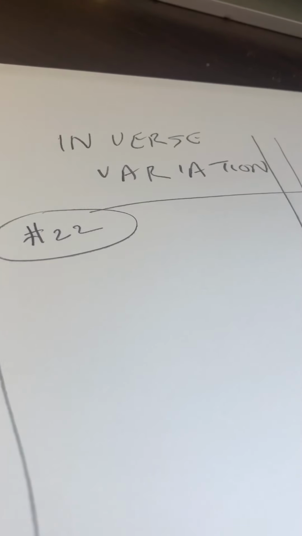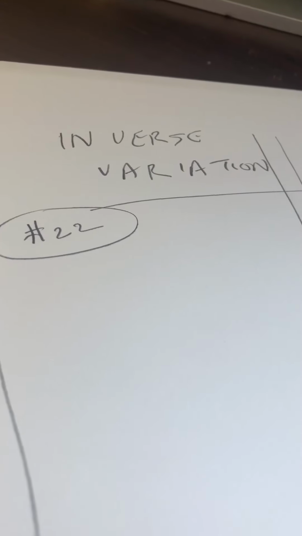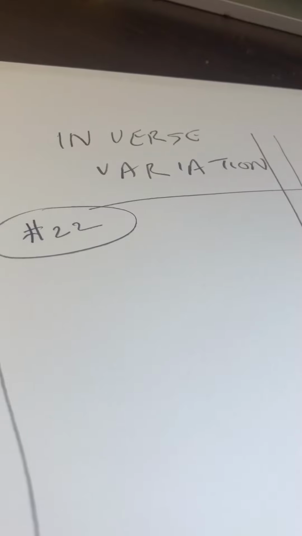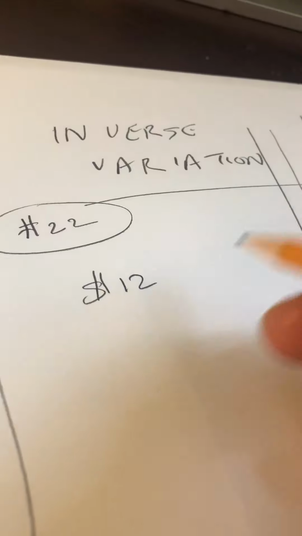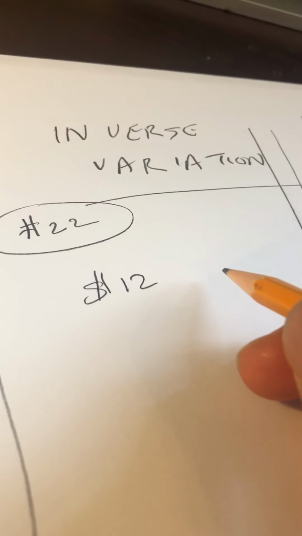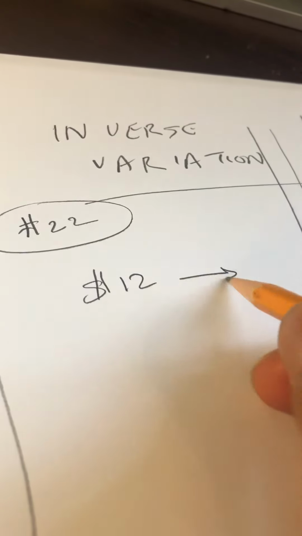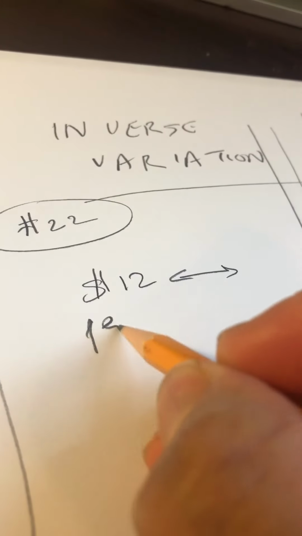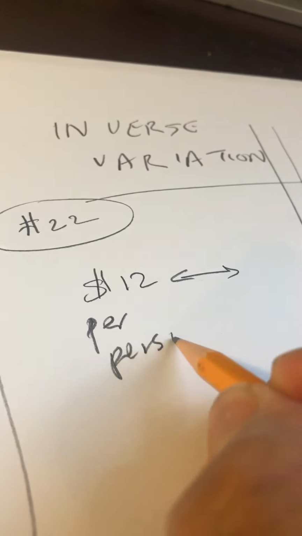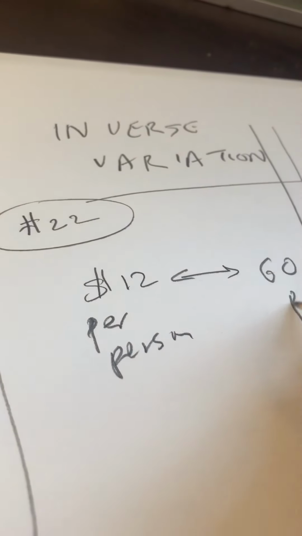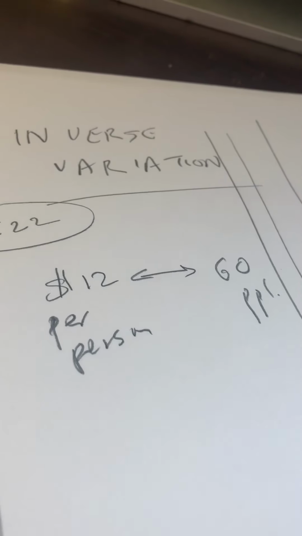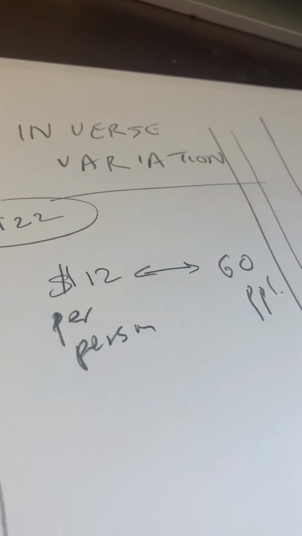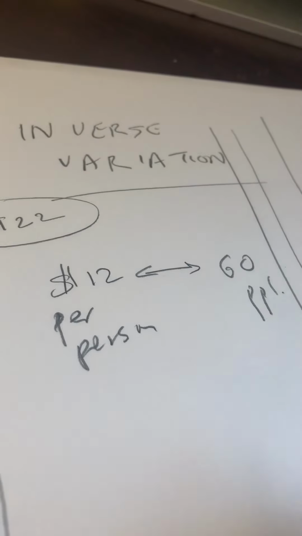Number 22 says the price per person of renting a bus varies inversely with the number of people renting the bus. So it costs $12 per person if 60 people rent the bus. How much would it cost if 78 people rent the bus?